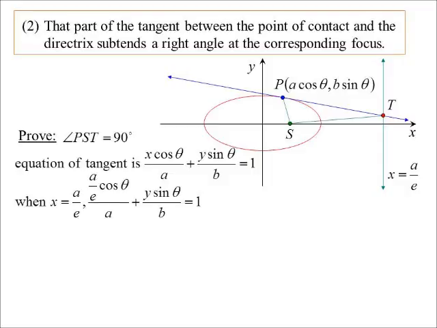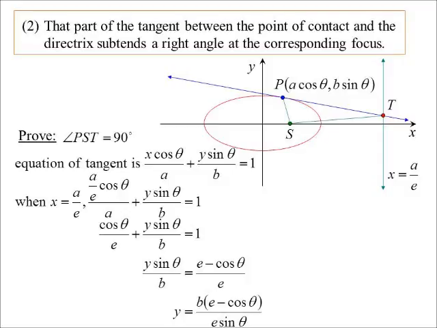All right, well, we know the equation of a tangent. I've got it in its parametric form. So x cos theta on a plus y sin theta on b is equal to 1. So I can find the coordinates of T. We know the x value is going to be a on e. So if I substitute that in, we'll be able to find the y value.